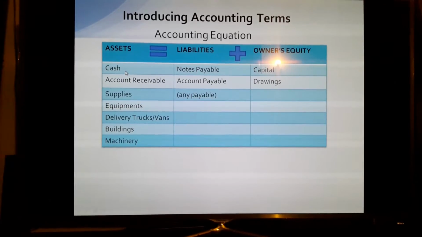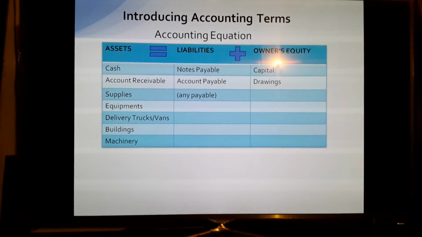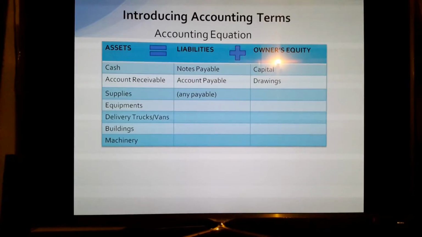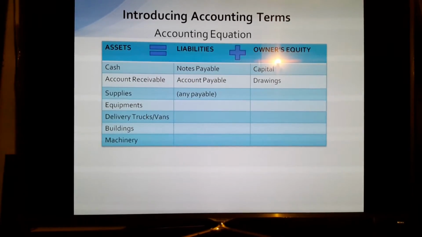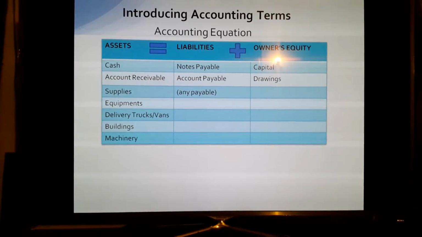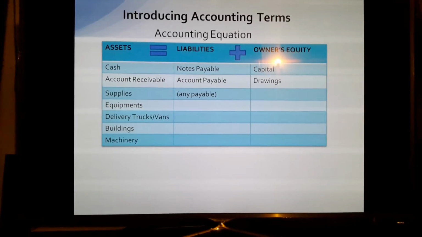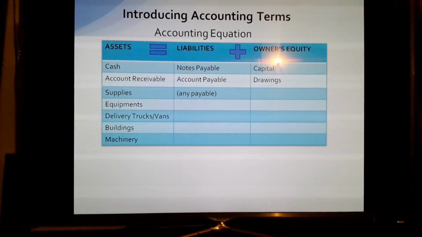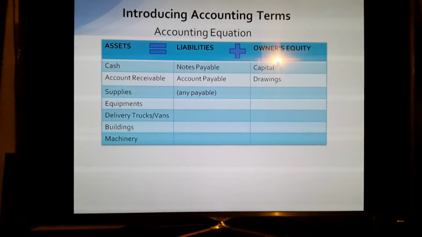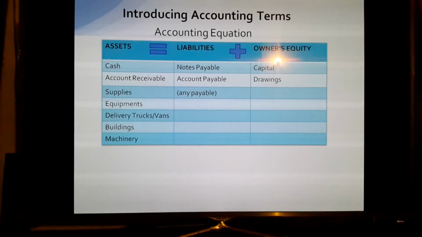Cash is always cash. Cash in hand or cash at bank. Accounts receivable: if you sell some goods to a customer or if you perform a service for a customer, but you haven't received payment or you will receive payment at a future date. So this is the account that tracks all the money or the cash that you will be receiving at future dates.